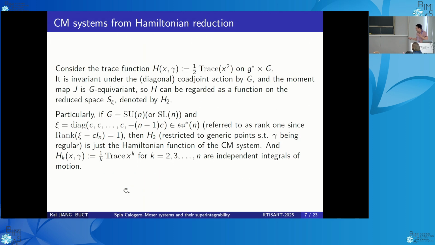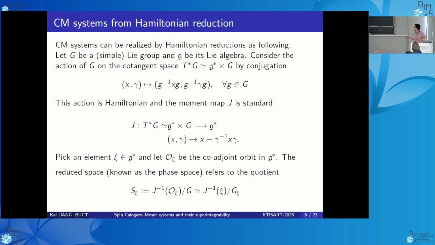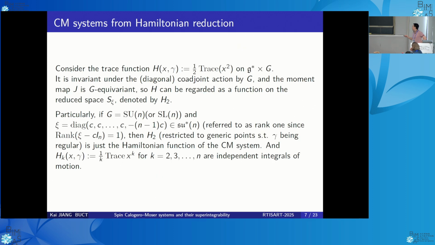Usually, it is a symplectic manifold or symplectic space. This is a quite classic Hamiltonian reduction, and now we consider the trace function. It's also classic. The trace function is trace x squared, and it is invariant under the diagonal coadjoint action by G. So the momentum map J is also G equivariant. So this trace function can be regarded as a function on the reduced space, denoted by H2.